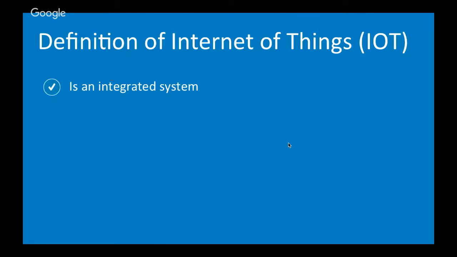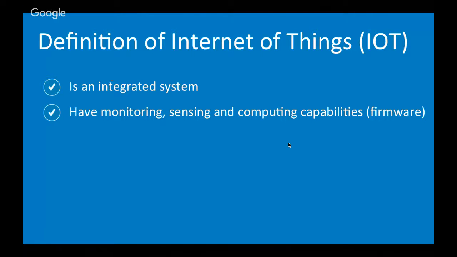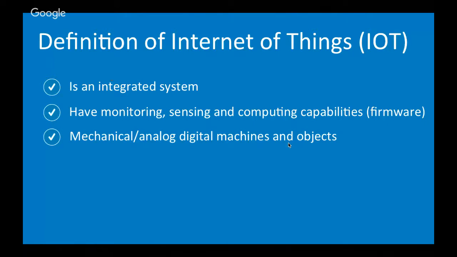it's an integrated system. It's not a standalone thing. It's not just a software or just hardware. It's an integrated system of multiple things. Internet of Things generally has monitoring or sensing capabilities along with computing capabilities at times. So most likely a firmware or a device or some kind of a sensor that is sensing the data as well as monitoring it. It may have mechanical and analog digital machines and objects.